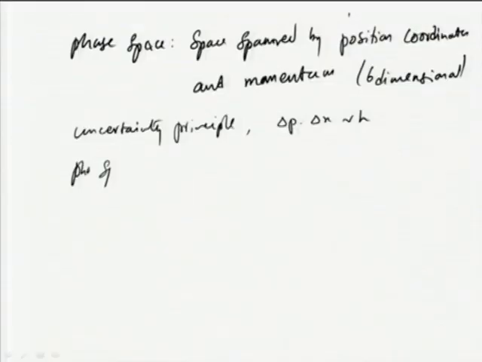And in 3 dimensions, it becomes 3 such coordinates and 3 such momentum components. So, the phase space volume per particle, or needed for a particle, is about h cube in 6 dimensional phase space.